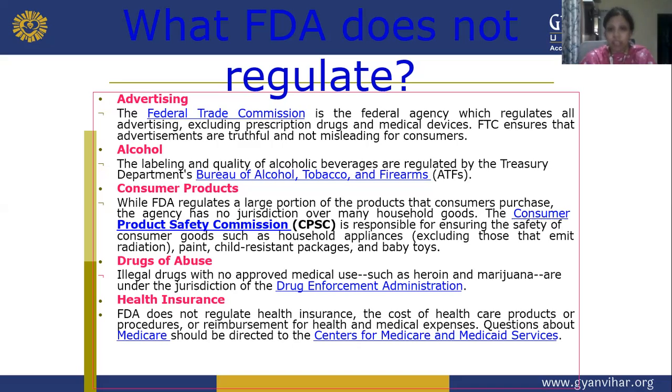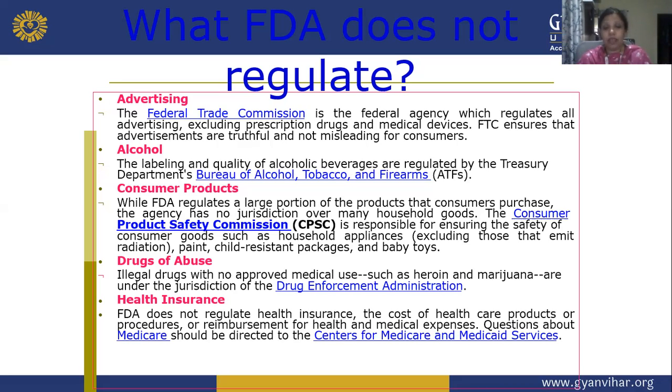You need to take the approval from the Treasury Department, and within the Treasury Department there is a specific department known as the ATF, that is the Bureau of Alcohol, Tobacco and Firearms. So you need to take approval from the Treasury Department's ATF for the advertisement and sale of alcohol.